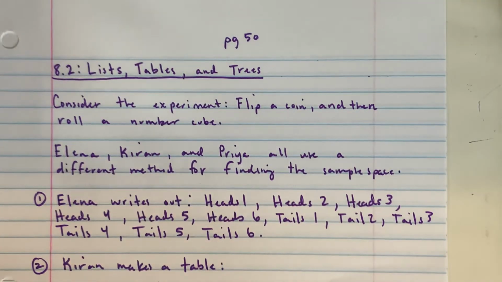Hey guys, this is activity 8.2 on page 50, and this is where we're going to talk about lists, tables, and trees. There are three different ways that we can list the sample space when we look at the likelihood of something happening, or the possible outcomes in that situation.